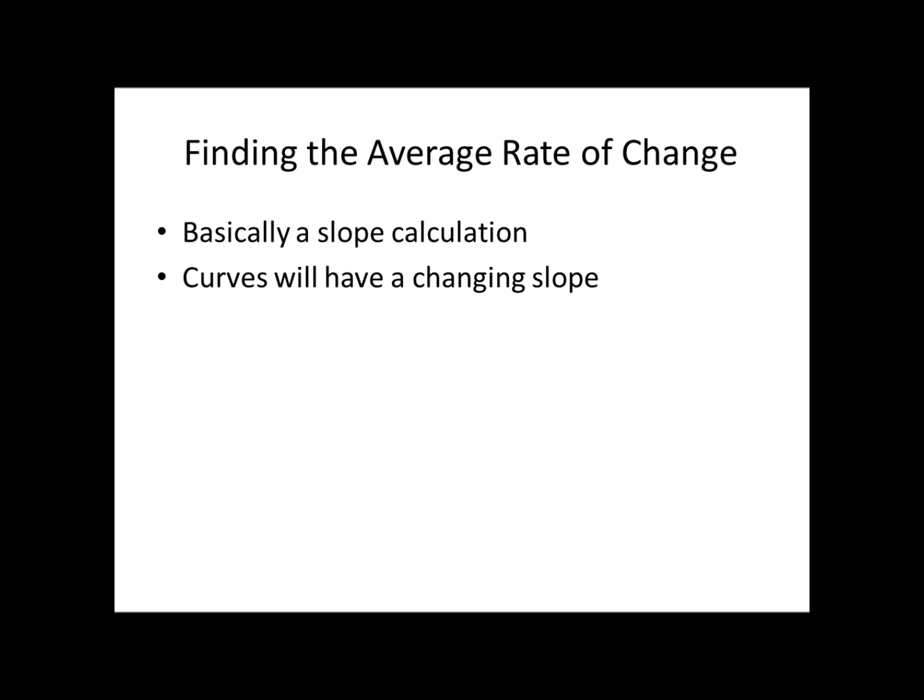Finding the average rate of change is really basically a slope calculation. The average rate of change just takes 2 points on a curve and finds the slope between them. Now, what's going to be different this time is we're finding the slope for curves, not just the slope for a straight line, but a slope that actually describes a curve. Now, curves have changing slope.